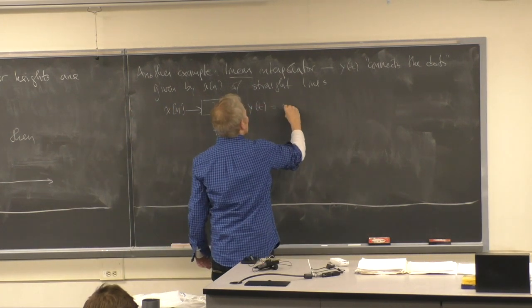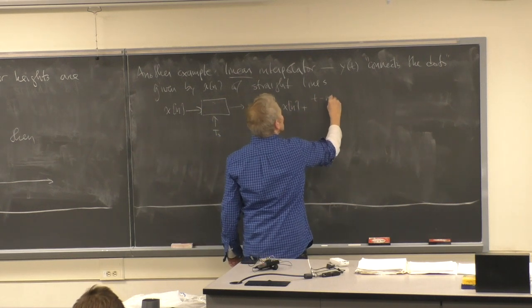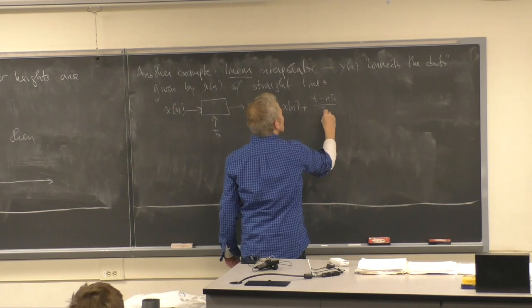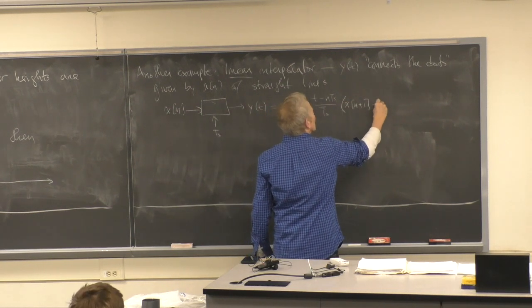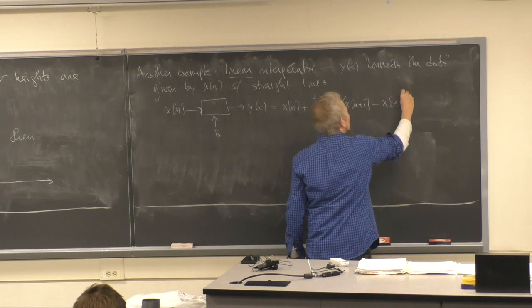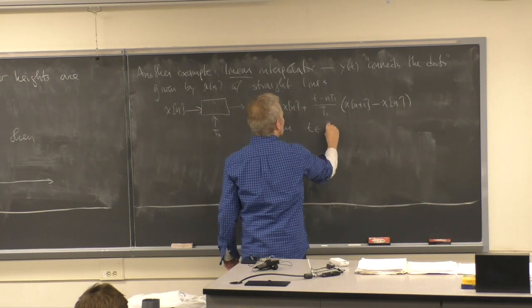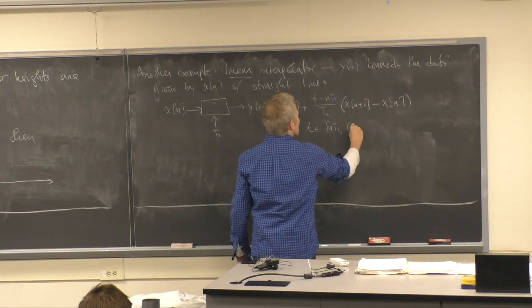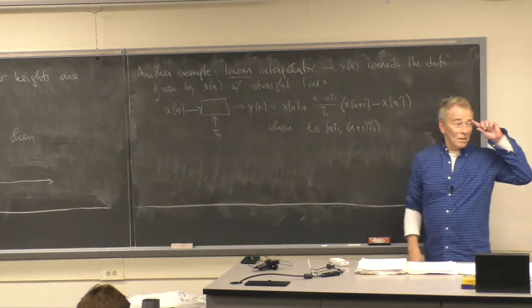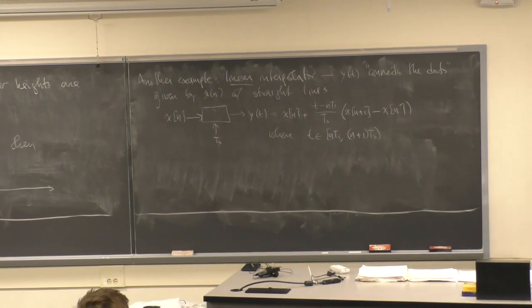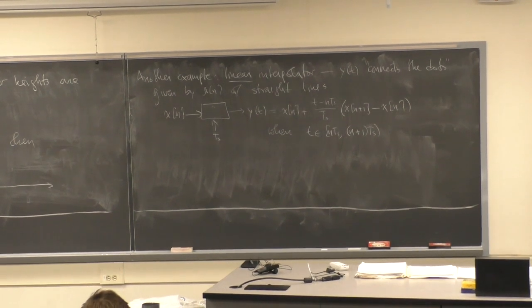And here's what it's going to be. It's going to be x of n plus (t minus nts) over ts times (x of n plus 1 minus x of n). And this is when t is in that interval nts to (n plus 1) ts. And this is the formula that I didn't put up last time because I forgot about the way I like to write it. There's various ways of writing this, some of which are better than others.